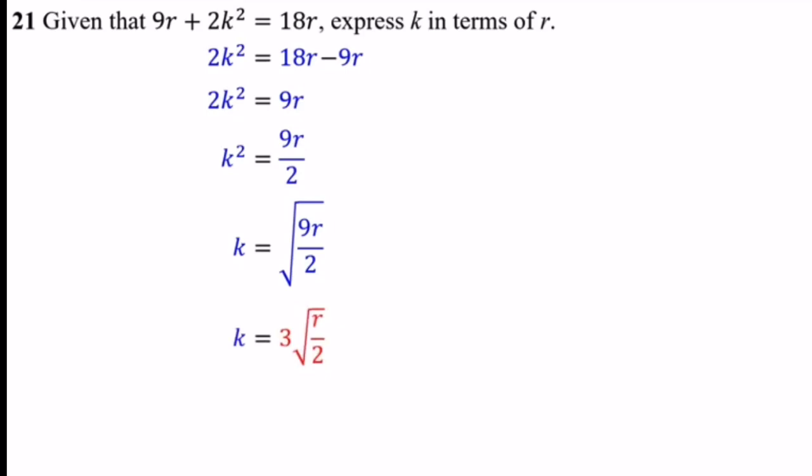And the square root of 9, you'll get 3, right? So you'll have 3, and then the rest you just square root r over 2.